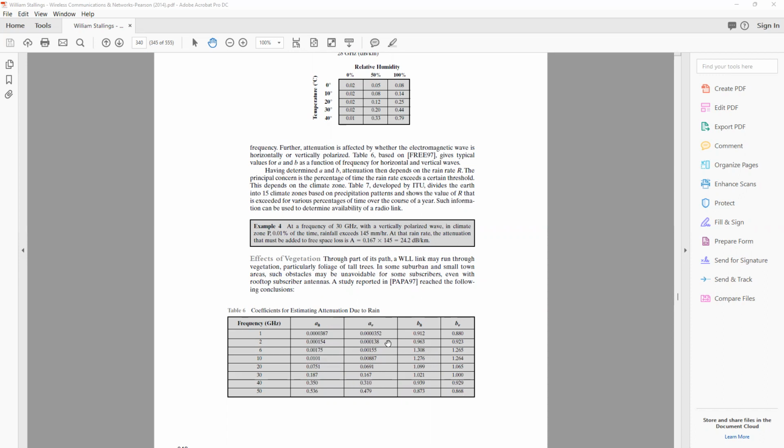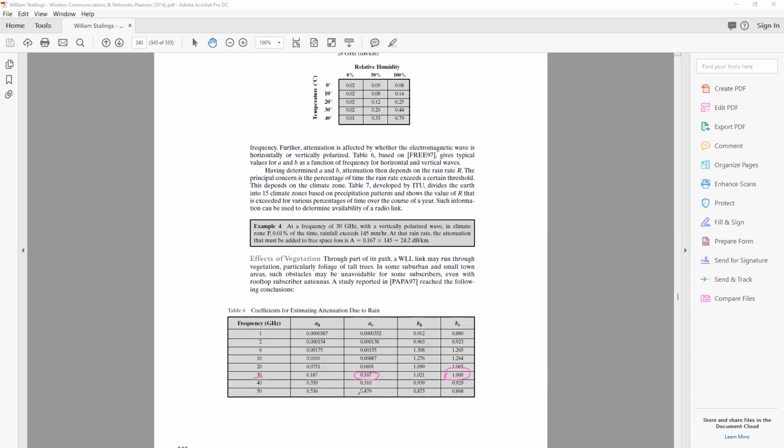How do we determine which column to use? We can determine it directly from the frequency. Our frequency is 30 gigahertz. So we find the corresponding coefficients AV and BV because we are using vertical polarization. Our A value will be 0.16 and our B variable will be 1. So we know the coefficients AV and BV.